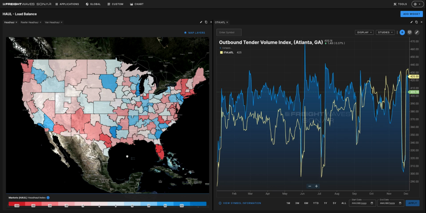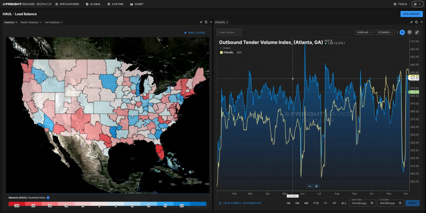When looking at the blue markets, you'll know there's more outbound volume than inbound volume. So there's more freight coming out than drivers coming in. So if you are a carrier and you're going into a blue market, you'll have the buying power in that market and most likely for sure get your driver reloaded because there's more freight than there is drivers available.